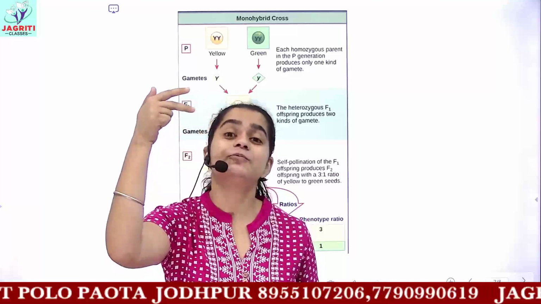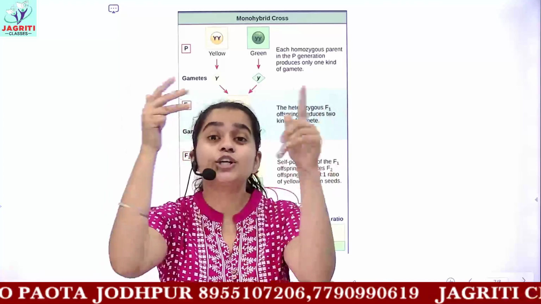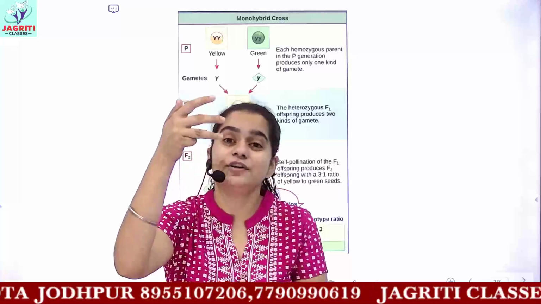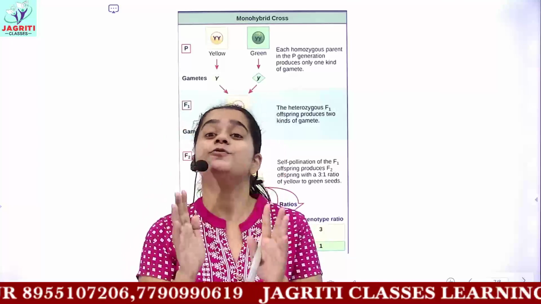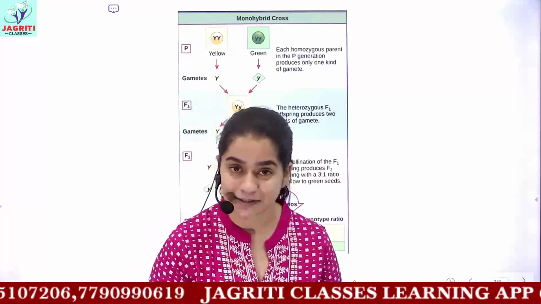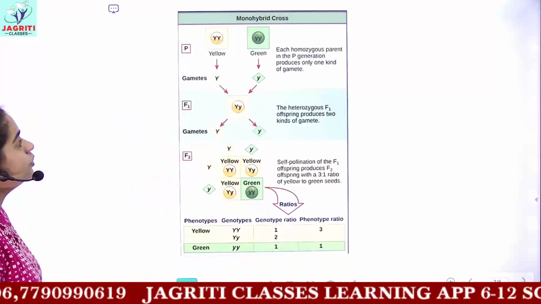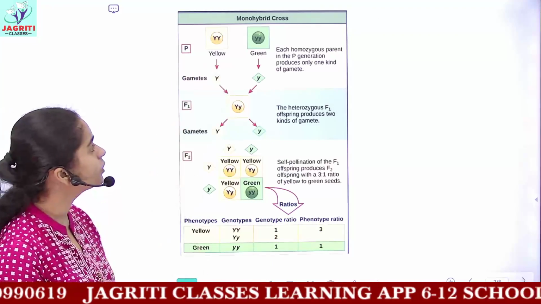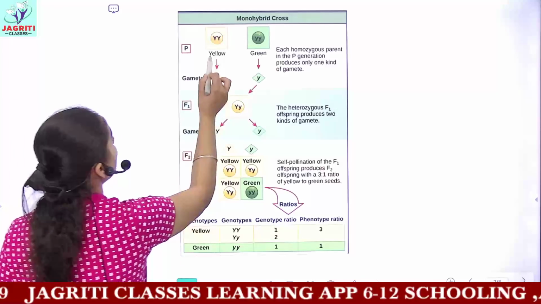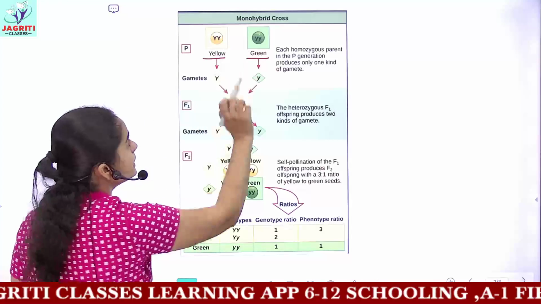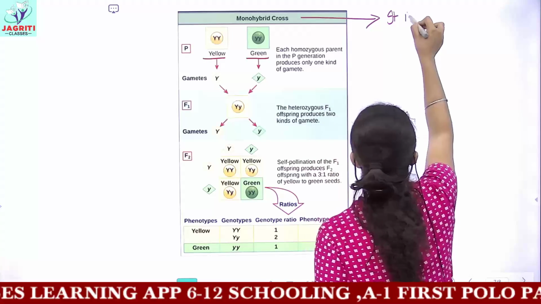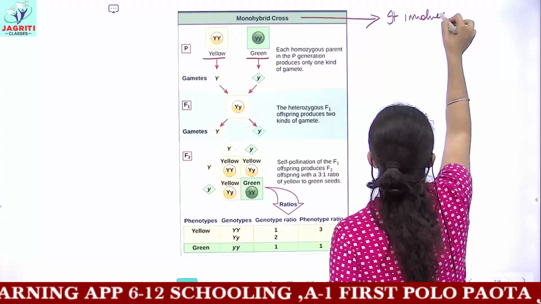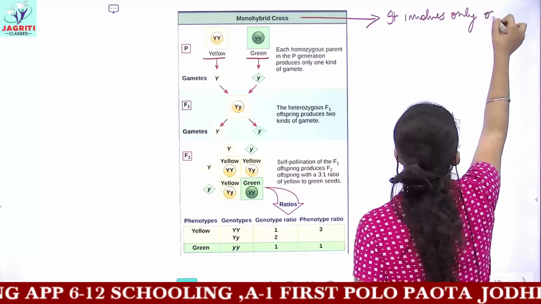The third step would be what? Fusion of the gametes to form the F1 generation, and then the fourth step is fusion of the F1 generation to form the F2 generation. So these are the steps. You can see this is a monohybrid cross. Why? Because you have yellow and green colored seeds, and it involves only one character.